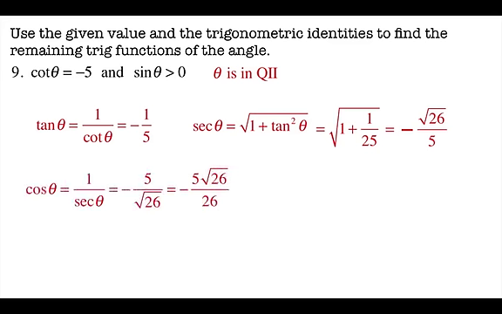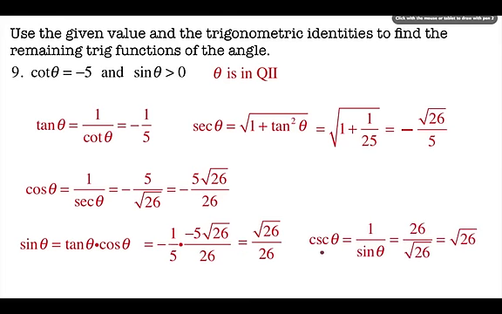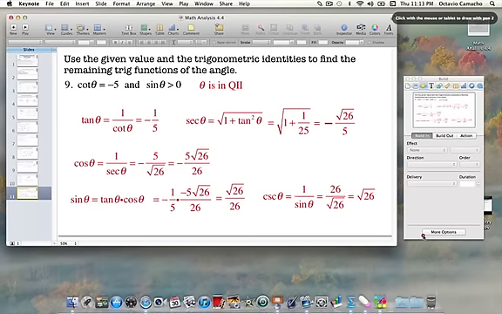Cosine is just going to be the reciprocal of secant. We already computed secant. And it's also negative on the second quadrant. And rationalize. Sine, I'm going to compute a little bit different. If you compute tangent theta times cosine of theta, you should be able to see that we get this. I already know that I have tangent, which is here, cosine, which is here. So I just multiply those two, and this is what I get. Moving on, this is my answer. And for cosecant, it's just the reciprocal of sine, and this is what we get. This is the end of the video.